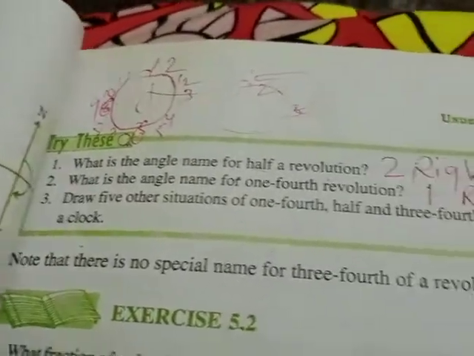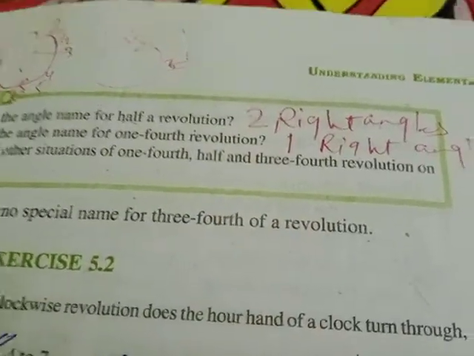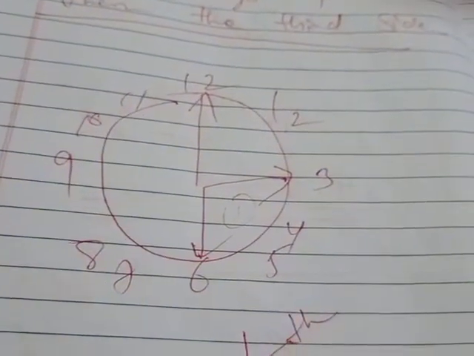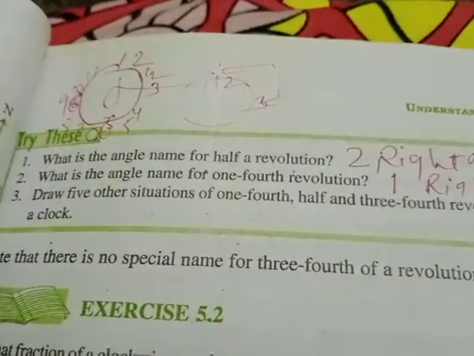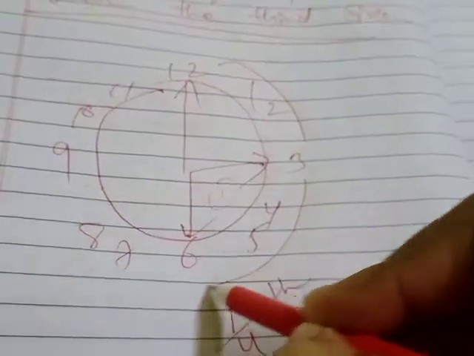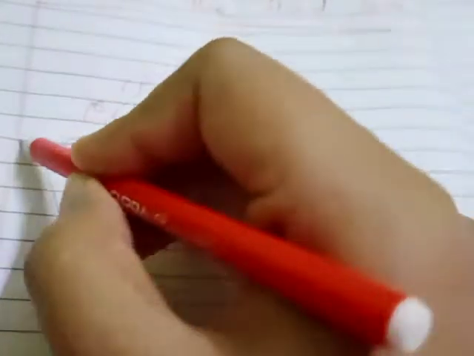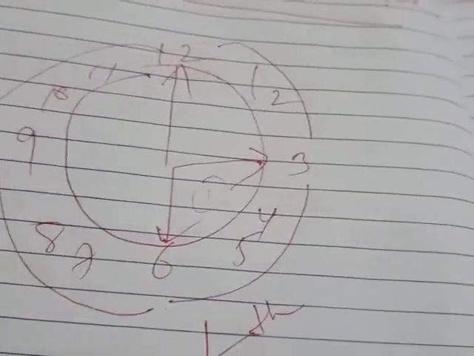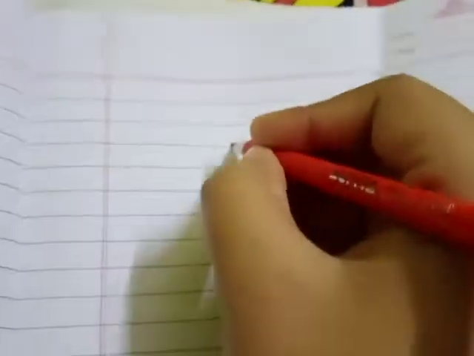Then what else we have? Then it is written half. Half means from 12 to 6, like this. This is your half a revolution. Then 3/4. 3/4 means we have 4. This is 1. This is 2. This is 3. This is 4. 4 we have. So it is asked for 3/4. How to draw 3/4? You see here.